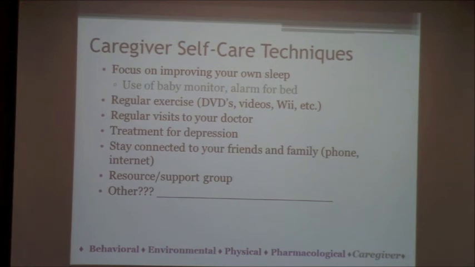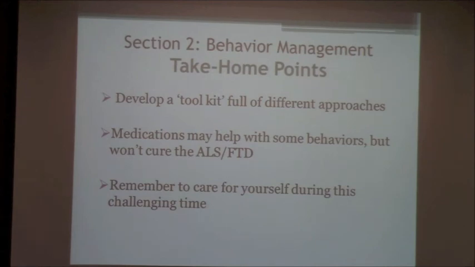Stay connected to other people. And know that there are resource groups available not only for ALS, but also for frontotemporal dementia and cognitive changes, where you can talk to others about how they're managing that. So the take-home points are: develop a toolkit for yourself with different approaches, because different problems are going to occur. Medications may help with some behaviors, but won't cure ALS and cognitive changes. And remember to care for yourself through these challenges.